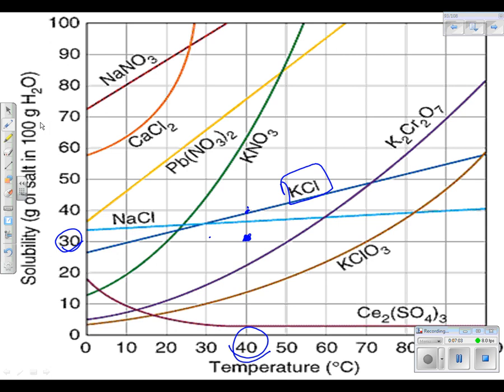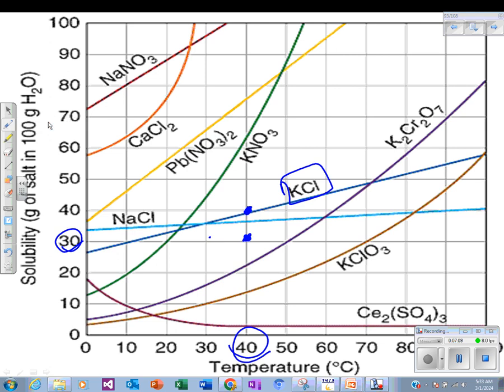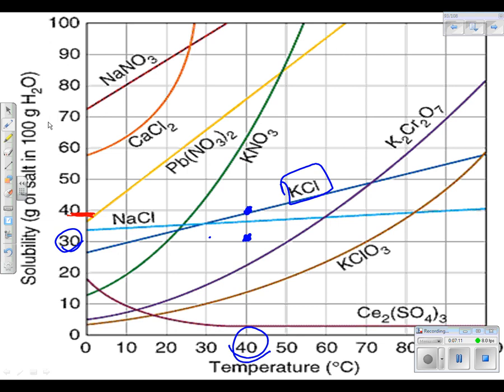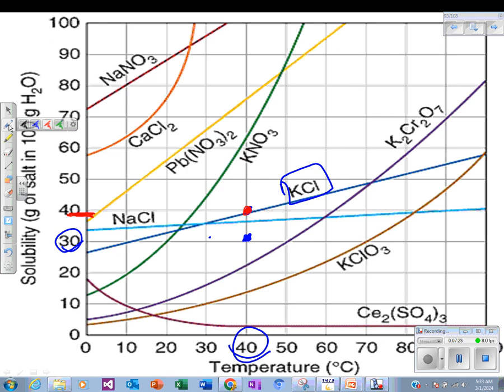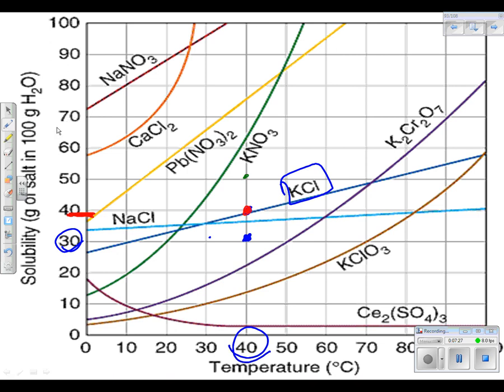Now, instead, if I had said it was right at, let's say, 38 or so, right here at the line, then that would put me right on the line. That would be saturated. So that would be how we determine whether it was a saturated or unsaturated solution. Now, I could also continue on and say, okay, actually, it's holding 50. So it's way up here.